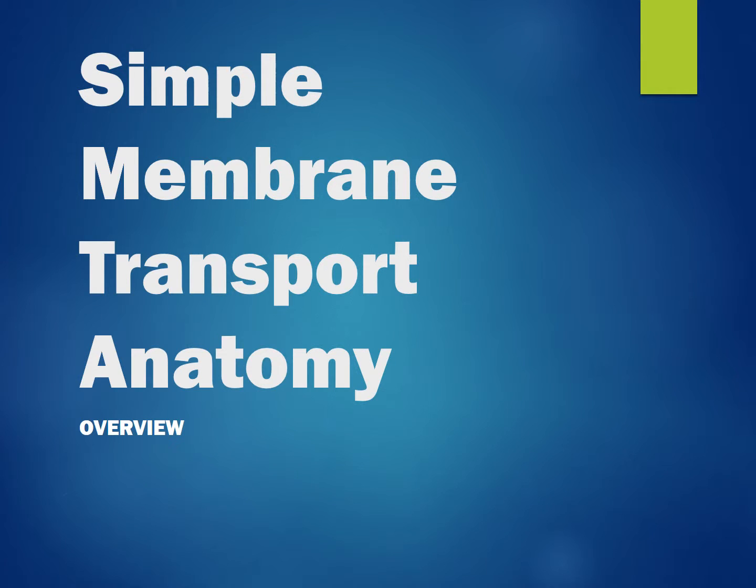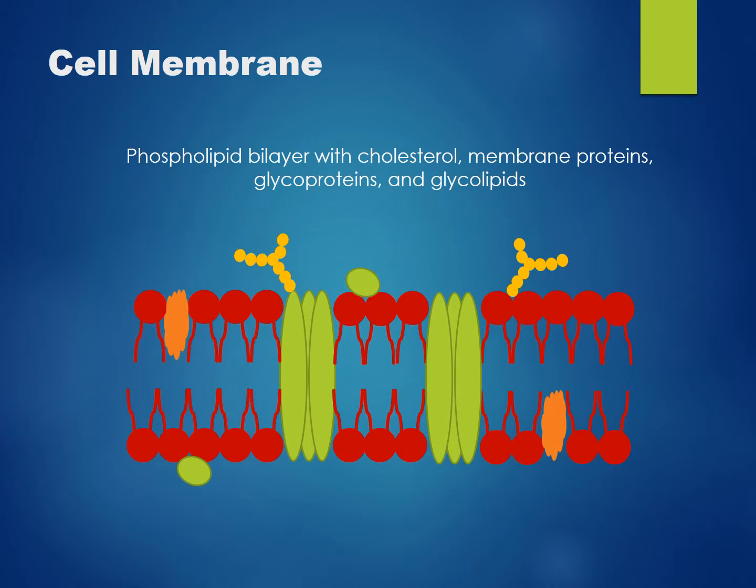If you need help with understanding membrane transport, this video will cover diffusion, osmosis, facilitated diffusion, endocytosis, and exocytosis. As a quick review from simple cellular anatomy, please remember that the cell membrane is composed of a phospholipid bilayer that contains integral and peripheral proteins, cholesterol, glycolipids, and glycoproteins.